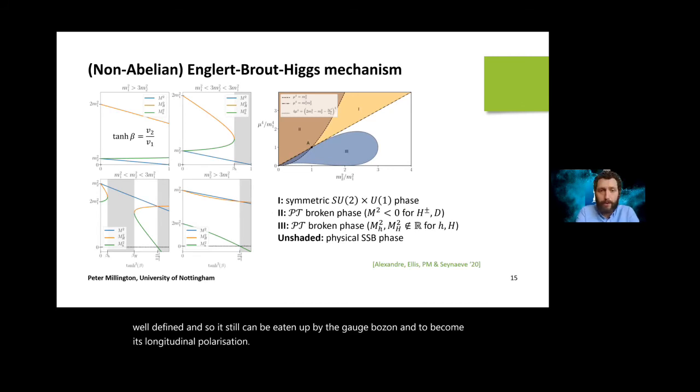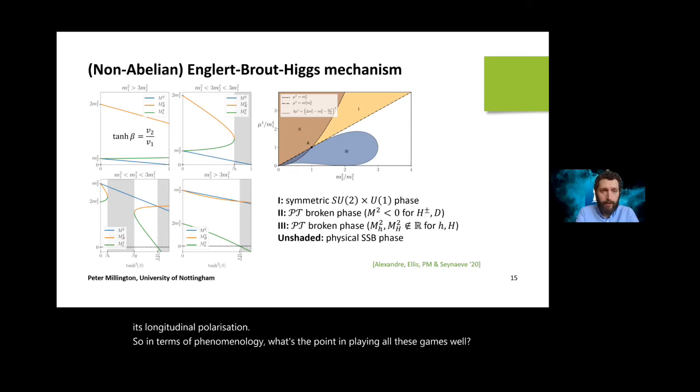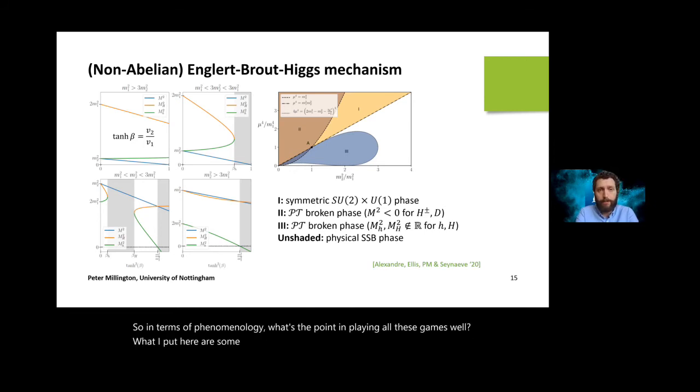So in terms of phenomenology, what's the point in playing all these games? Well, what I've put here are some plots of the masses of the extended Higgs sector for this model. Now, all of these gray regions are physically disallowed regions, and that's what the plot on the right is showing here. So what we're interested in are viable symmetry broken phases. This region 1 is actually the symmetric phase, so we don't actually have a symmetry breaking for the choices of parameters in that region 1.